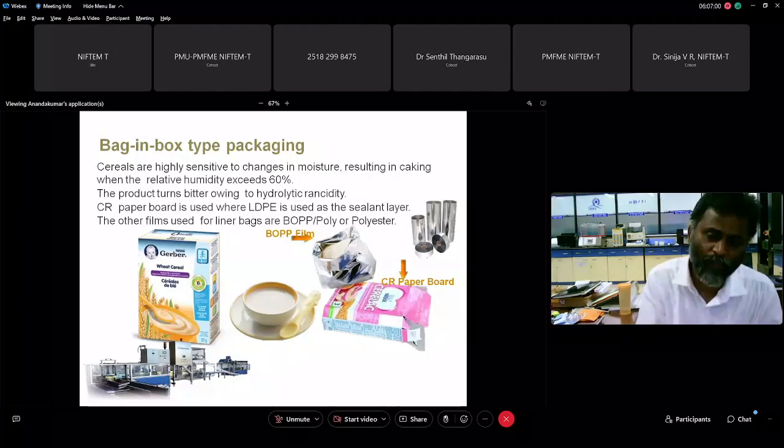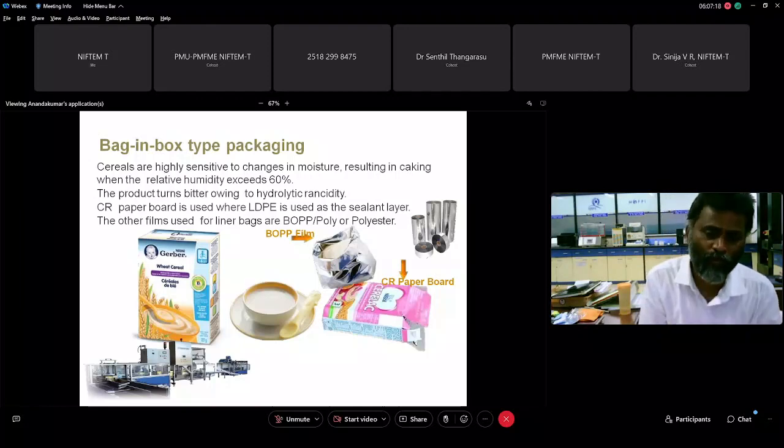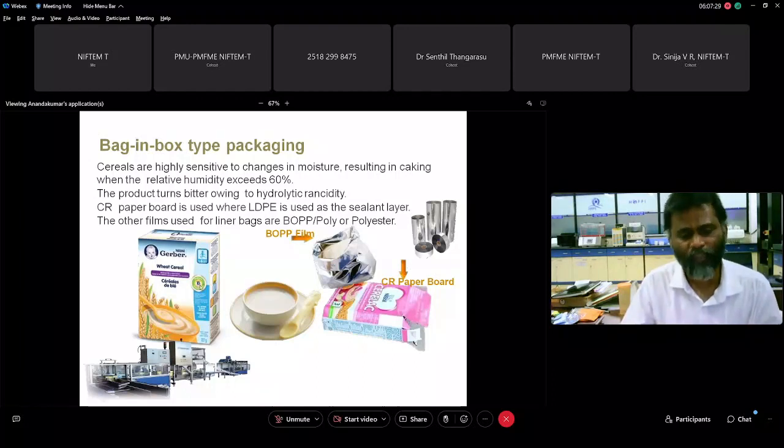Sometimes you can see that the inner material is either BOPP or a combination of BOPP with polyester, polyethylene terephthalate, because these materials have higher puncture resistance and also gas barrier properties. And here, when you want to give printing, it is very difficult to keep the materials on the shelf or in the racks. So in such a case, the filled materials can be packed in boxes, and here you can have the printing and everything.